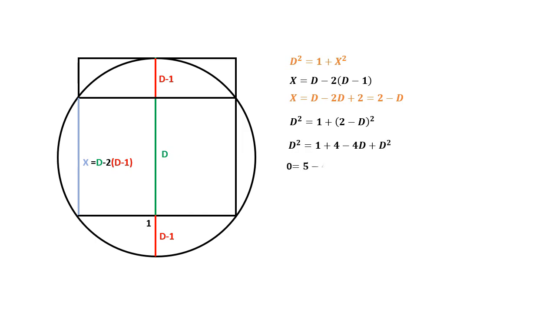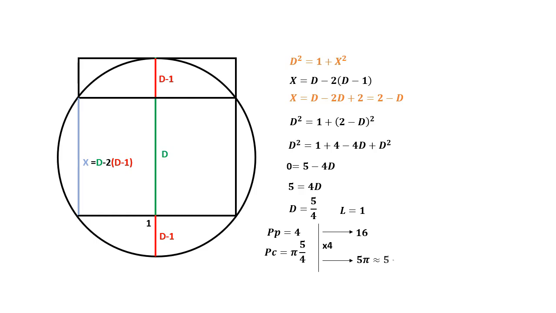Solving the equation, we find that the value of d is 5 over 4. We also know that the square has a side of 1. The perimeter of the square will be 4. The perimeter of the circle will be pi multiplied by the diameter, or pi times 5 over 4. We can multiply both perimeters by 4. The perimeter of the square will become 16, and the perimeter of the circle will become 5 times pi.